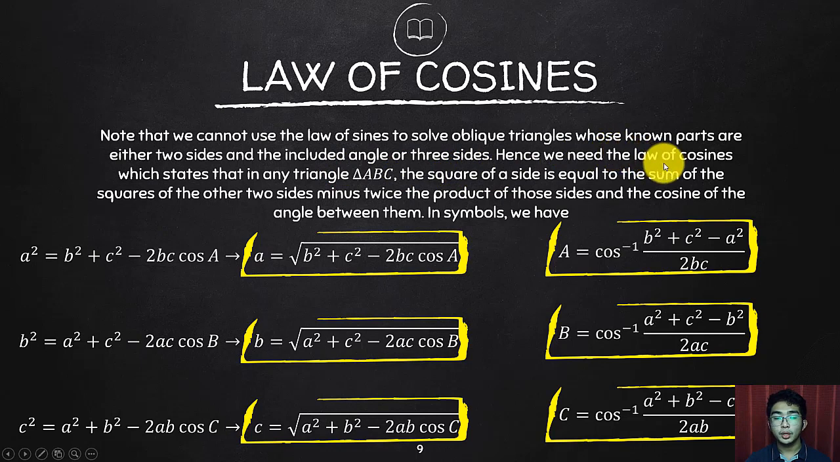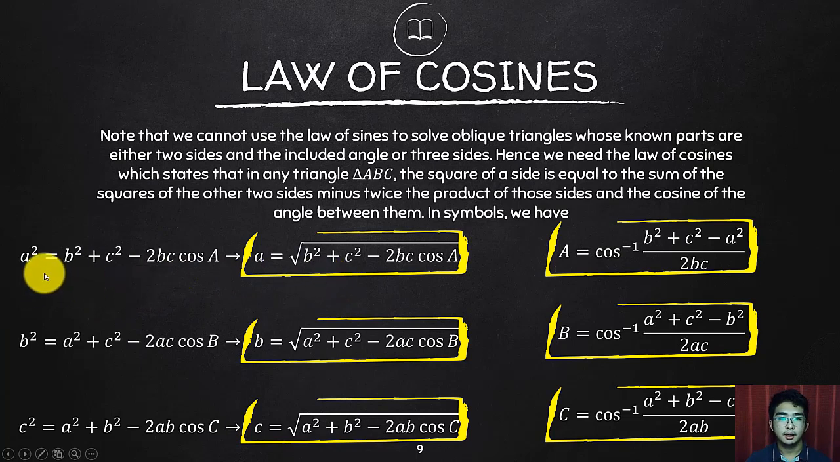Hence, we need the law of cosines, which states that in any triangle, let's say triangle ABC, the square of a side is equal to the sum of the squares of the other two sides minus twice the product of those sides and the cosine of the angle between them. So in symbols, we have this. Okay, so this is now the law of cosines.